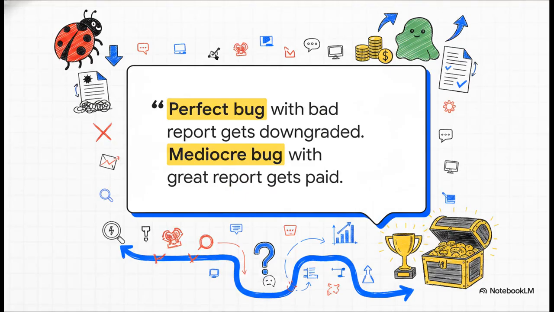Because honestly, there is a hard truth in this industry. A perfect bug with a bad report gets downgraded. A mediocre bug with a great report gets paid. Literally millions of dollars in bounties are left on the table every single year just because of poor communication. It's crazy. Beginners often lose out not because their hacking skills are bad, but because the reports are, well, messy. They're unclear, and they just completely fail to show the actual risk.